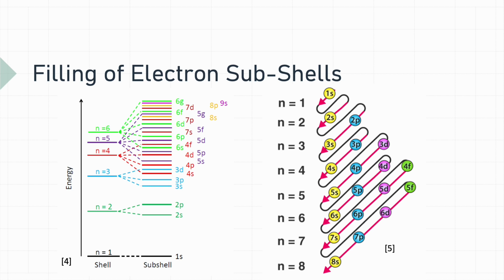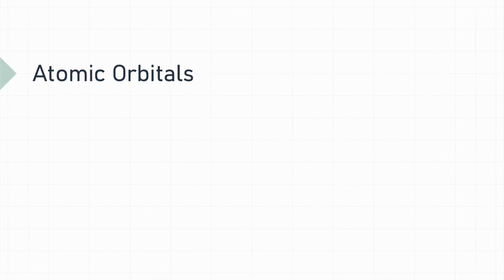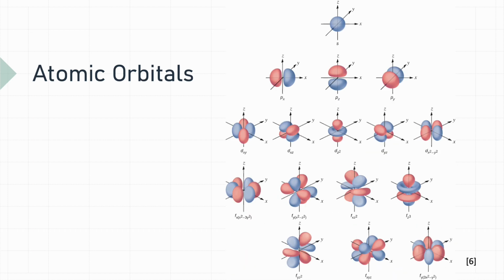So one way to illustrate the order in which electron subshells fill is this diagram on the right, and the arrows show the order in which the subshells fill. Even the subshells are further divided into atomic orbitals. Each electron in each orbital can only be found in a specific area in the atom. This diagram shows the shapes of the orbitals.